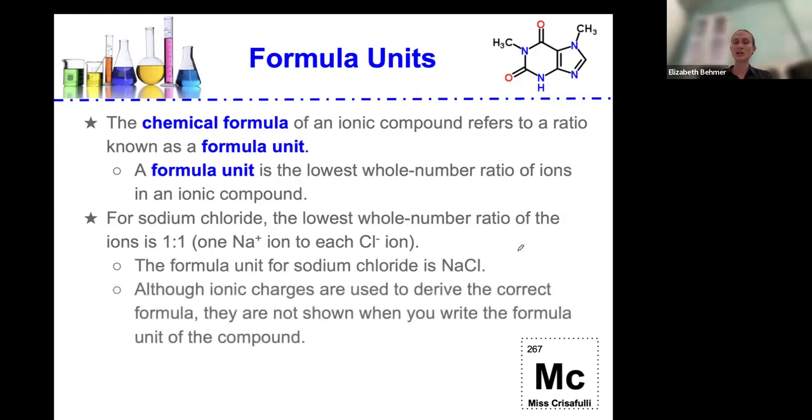Although ionic charges are used to derive the correct formula, they are not shown when you write the formula unit of the compound. So you'll notice, the sodium ion by itself will have a positive charge to it, and the chloride ion by itself will have a negative charge to it. But when we combine them together and actually write the formula unit, we do not use any of their ionic charges.